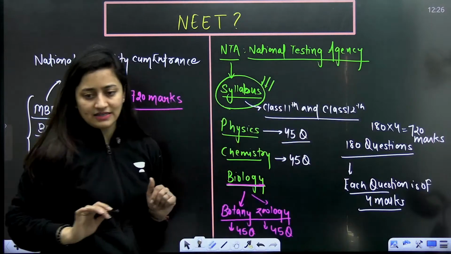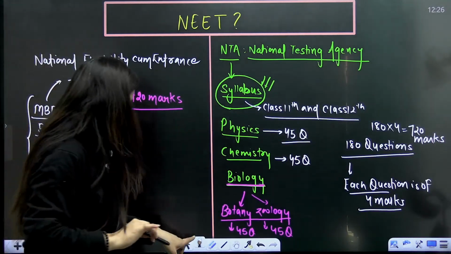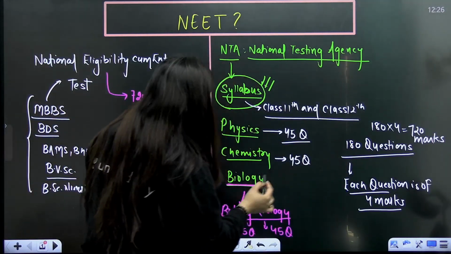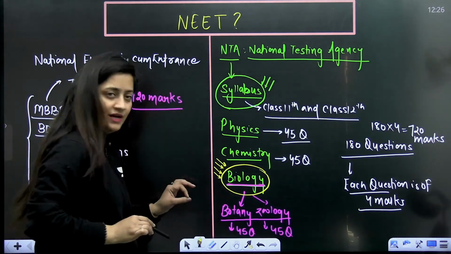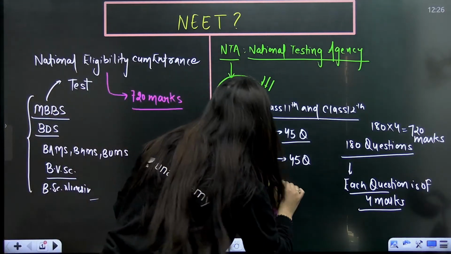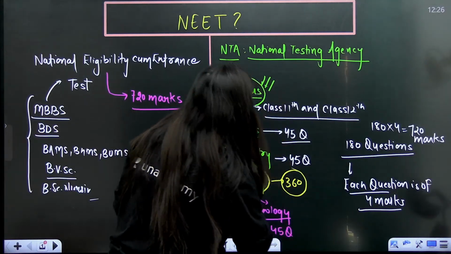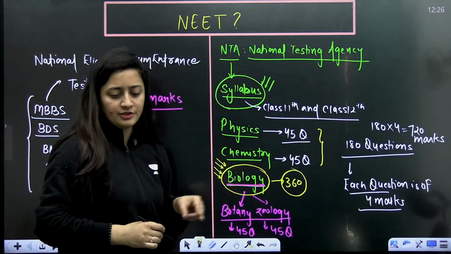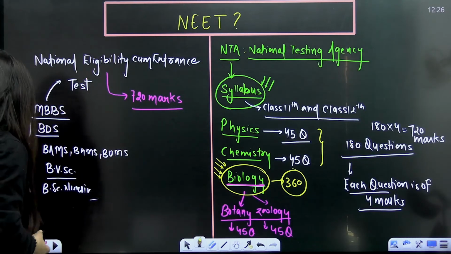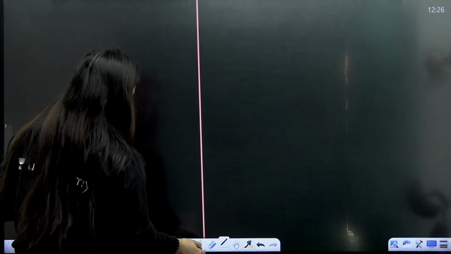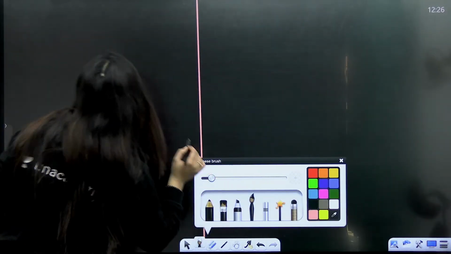I hope this part is clear. So here you can see that 50% of the syllabus is biology. Biology will give you 360 marks, and physics and chemistry together will also give you 360 marks. That's what you have to keep in your mind. Okay, students, this is about the marks. This is about the paper, that physics, chemistry, and biology will be there.